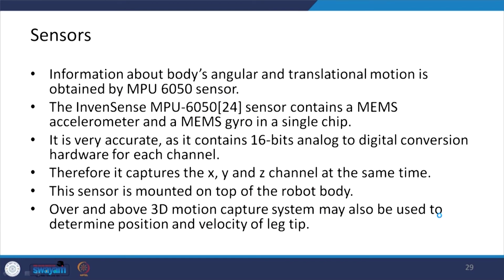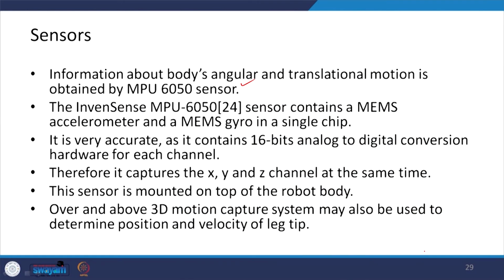So, we have seen the actuation part, we have seen the controller part, and we have seen the compliant link part. Next, let us look at the sensing part. The information about the body's angular and translational motion is obtained by the MPU 6050 sensor.